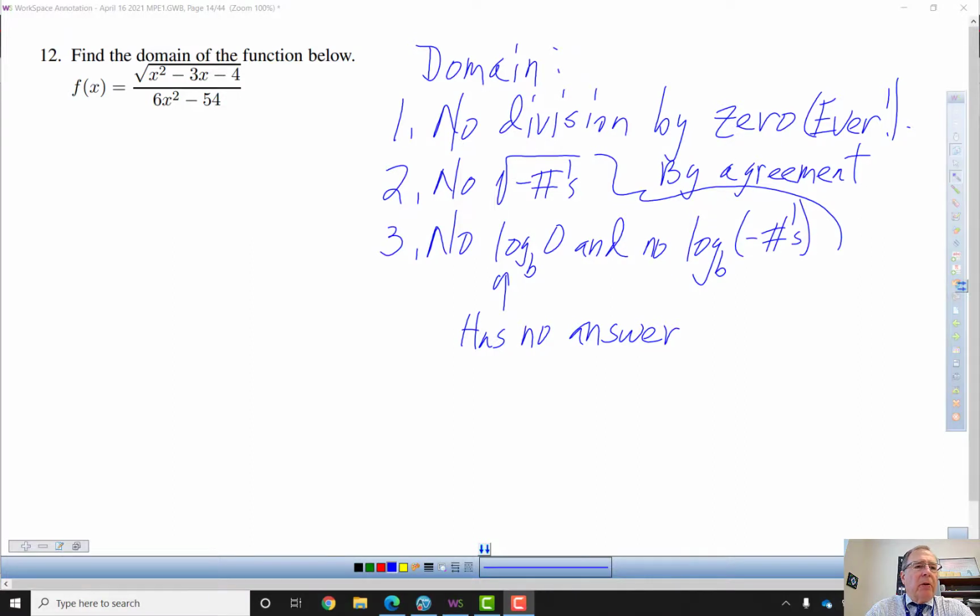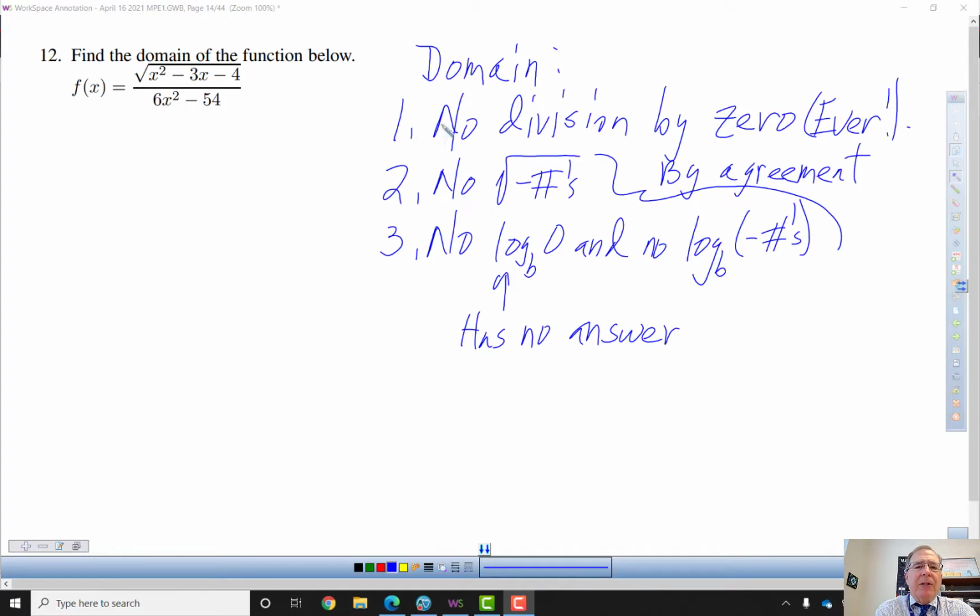For number 12, the directions are find the domain of the function below. And we've got f of x equals the square root of x squared minus 3x minus 4 divided by 6x squared minus 54. So let's review the rules for domain of a function.